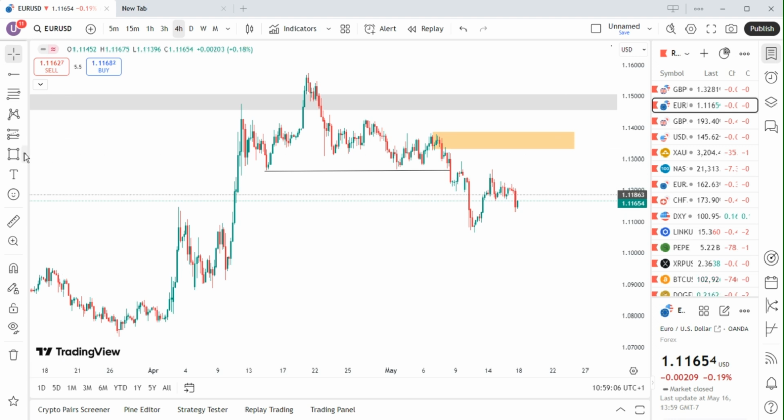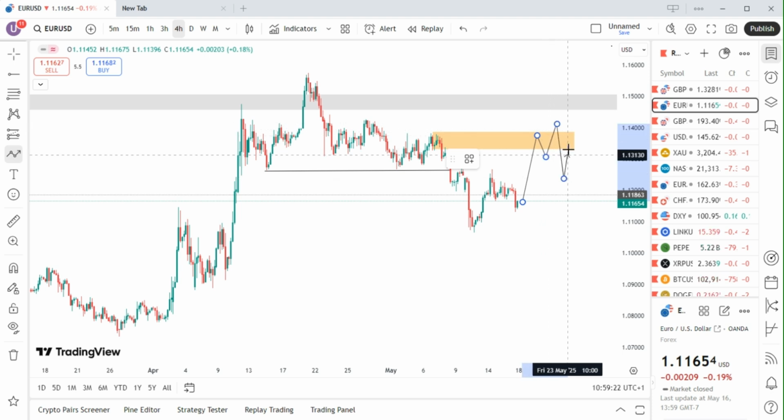See what I mean here? Let me show you. If price comes this week, if price moves up to this zone, I'll go to 15 minutes and watch out for a shift in market structure in the 15 minutes time frame.